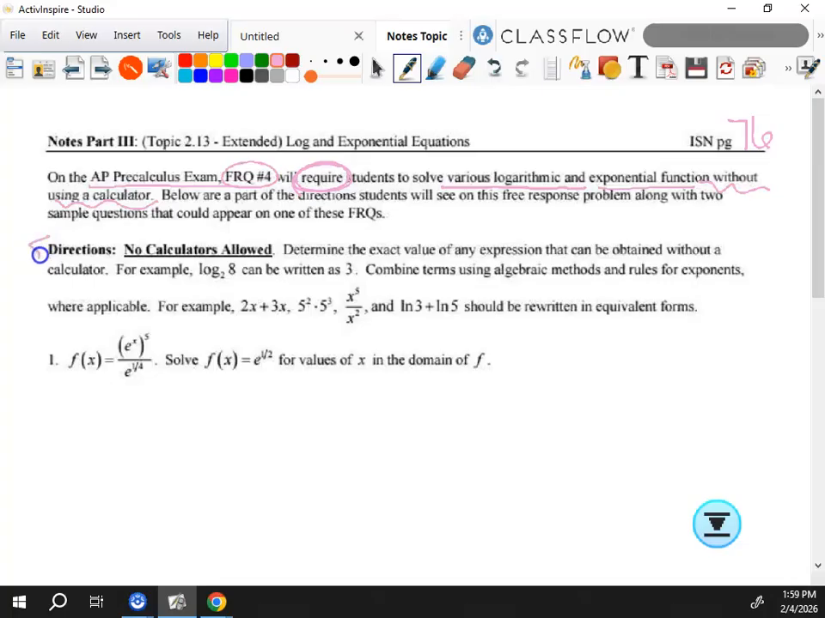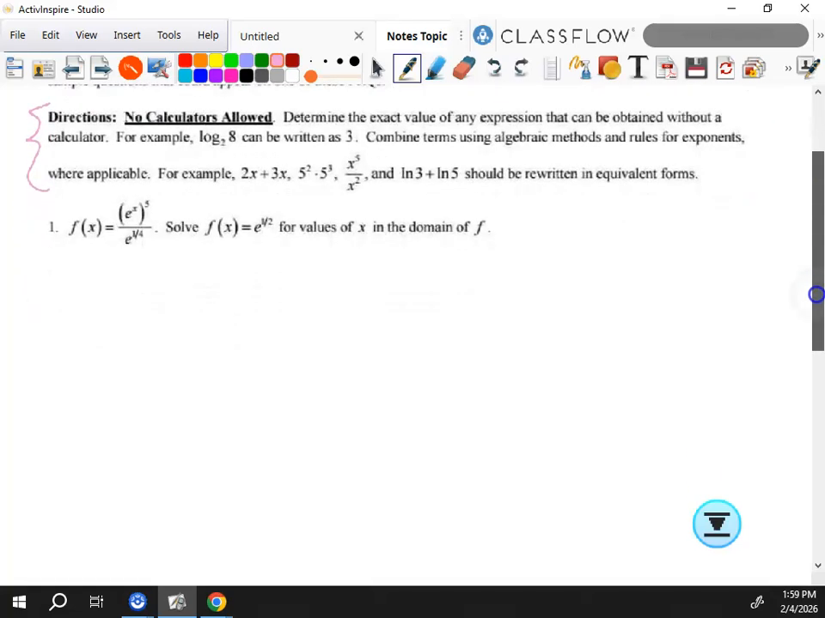And this right here is part of the directions that you will see at the top of FRQ4. I didn't put them all on here because it's not necessary right now, but this stuff is important. No calculator allowed, obviously, just said that. It says determine the exact value of any expression that can be obtained without a calculator. And that also means not just exact, but it has to be reduced all the way.